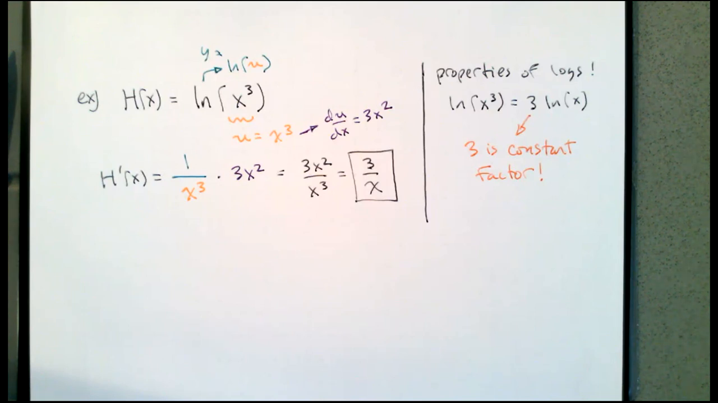Professor Leach? Yes. Question, please. On the property of logs, you have ln x to the third power equal to 3 ln x. So in other words, you move the 3 to the front, isn't it? Is that how you do it? Yeah, that's how the property works. Okay, got it. The exponent becomes the coefficient.